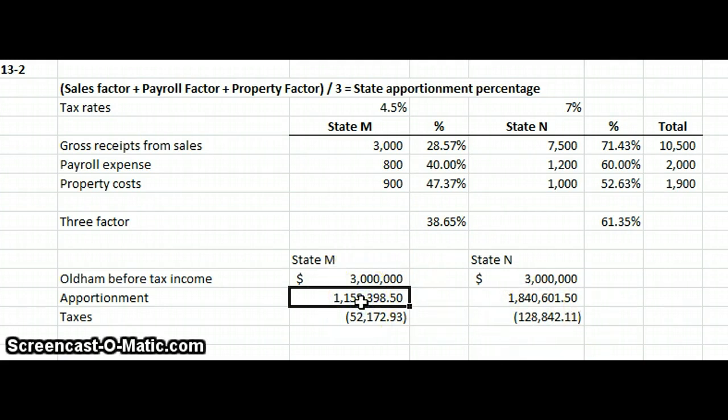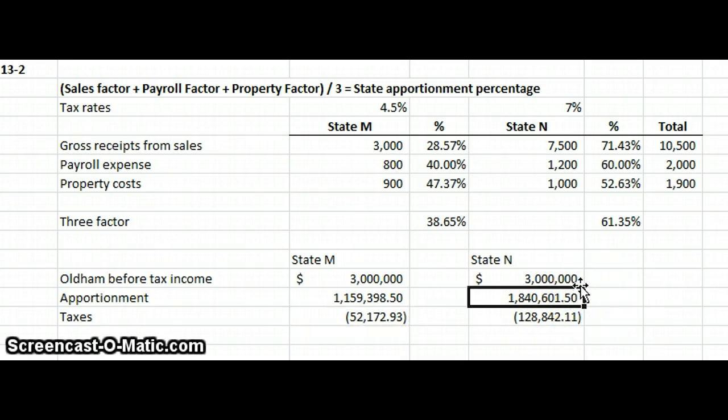Our income before income tax is $3 million. For my apportionment, I'm going to take that $3 million times my rate of 0.3865, and that's going to give me $1,159,398.50. It comes from State M. State M's tax rate is 4.5%. So my formula here is my apportionment of $1,159,398 times 4.5%, giving me a tax that I'm paying to State M of $52,172.93.